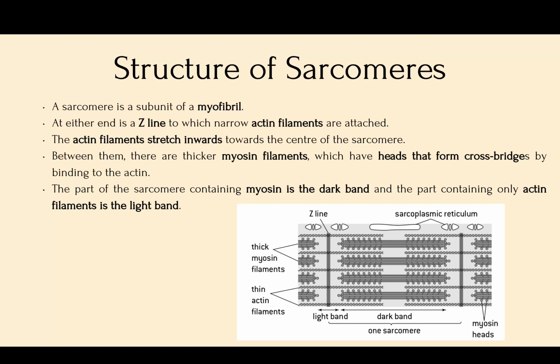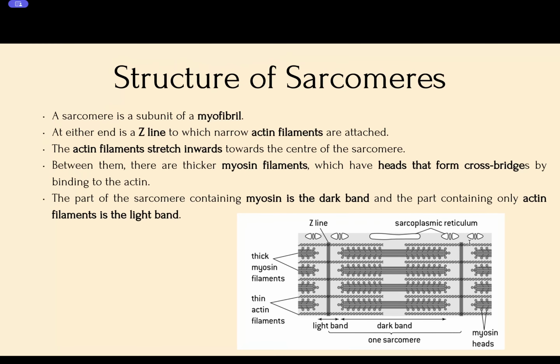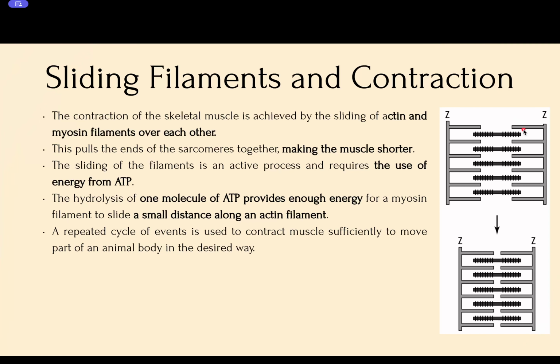Yes, yes. Yay. Okay, so sliding filaments and contraction. The contraction of any skeletal muscle is achieved by the sliding of these actin filaments across these myosin filaments over each other. So the contraction will pull the ends of sarcomeres together, making the entire muscle shorter.